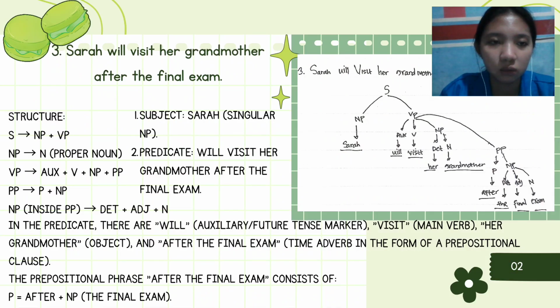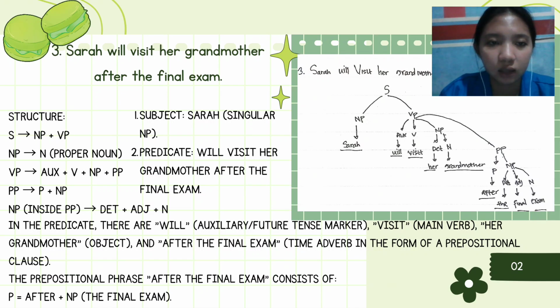3. Sarah will visit her grandmother after the final exam. The structure is subject plus predicate. In the subject, there's a noun phrase plus verb phrase. In the noun phrase, there's a noun, a proper noun, and in the verb phrase, there's auxiliary plus verb plus noun phrase plus prepositional phrase. In the prepositional phrase, there's a preposition plus noun phrase.